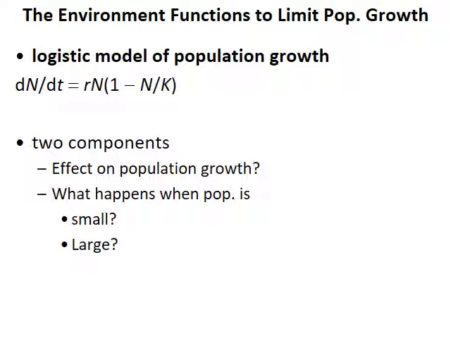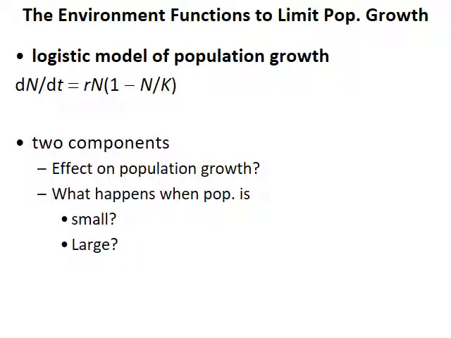Maybe you're really good at just looking at equations and figuring things out, or maybe you should try this with a couple of numbers yourself right now. But you'll see that when population size is small, when N is small, the second term, 1 minus N over K, is close to 1. So it's not really limiting that growth rate component, rN.